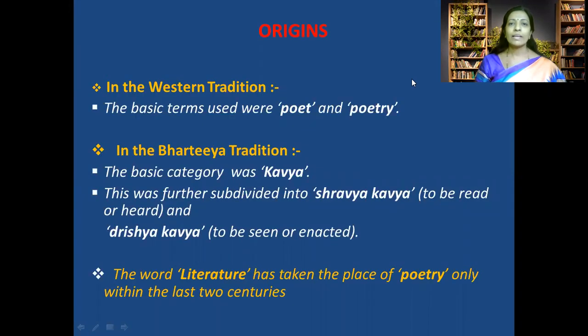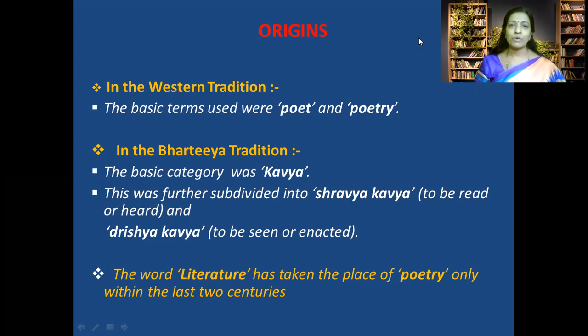So, students, let us begin with a look at the origins of the term literature. In all ancient civilizations, literature became popular, especially in the Western tradition and in our own Bharatiya or Indian tradition. In the Western tradition, the general terms which were used for creative arts were poet and poetry. Similarly, in the Bharatiya tradition, the main term which was used was kavya.